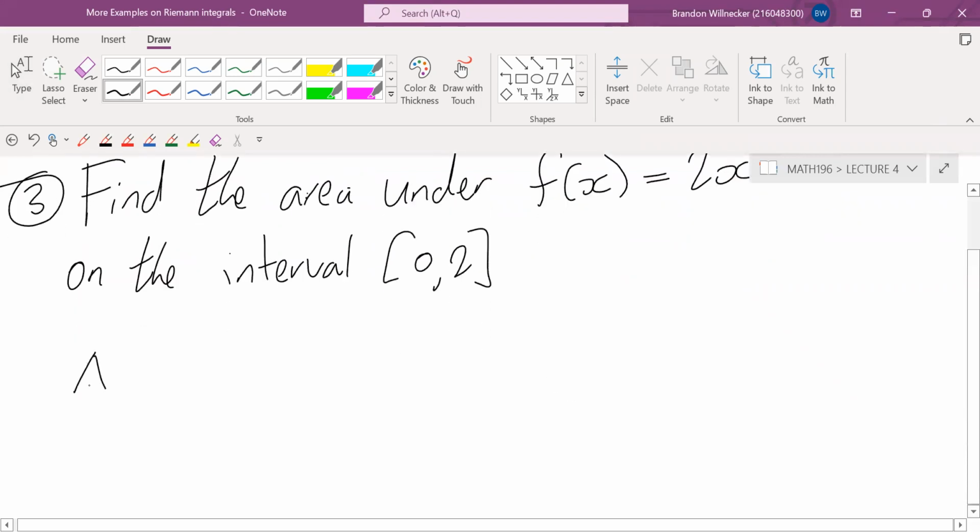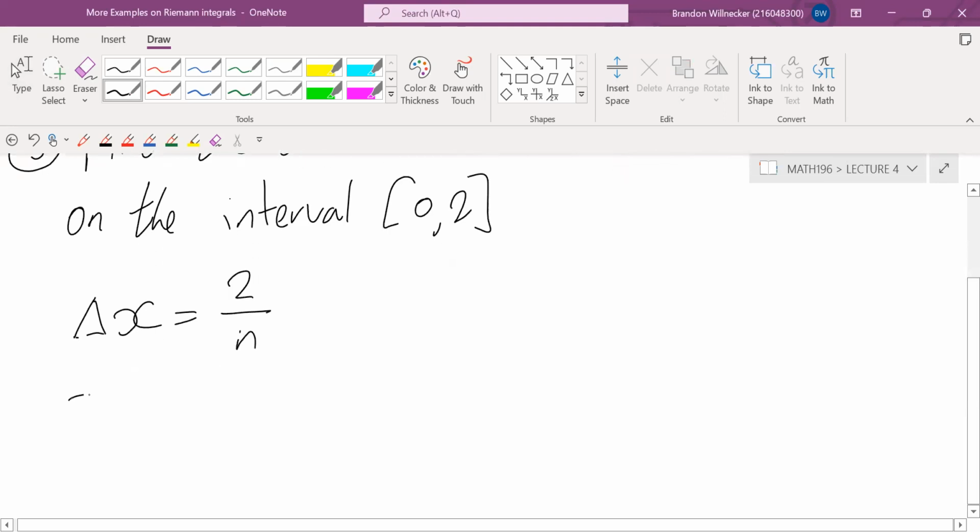Okay, so again, we find these three things. So delta x is going to be 2 minus 0 over n. So that's 2 over n. xr, remember, is a plus r delta x. So here a is 0. So it's going to be 0 plus 2i over n. So that's just 2i over n.